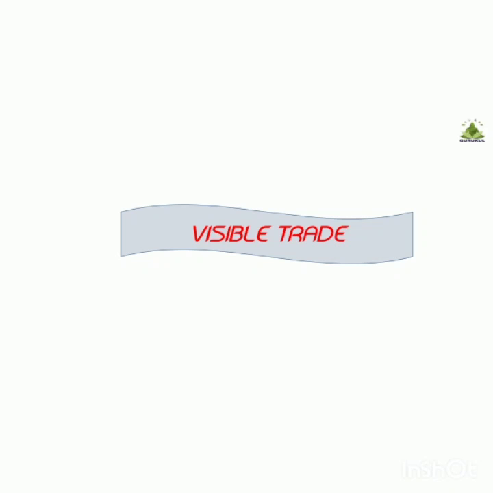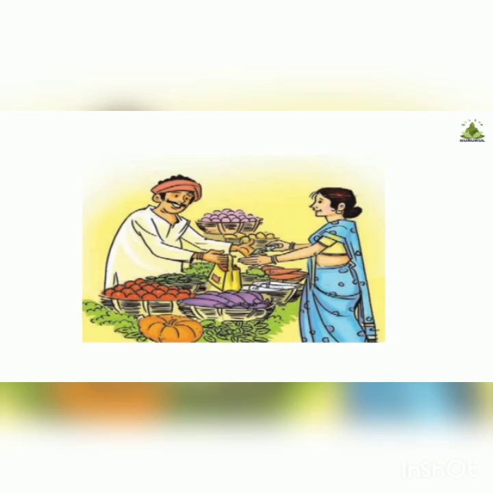When there is direct buying and selling of goods and services, it is called visible trade. You can see in this picture, children, a lady is buying vegetables from the vegetable sellers. So here we can see the direct transaction between the seller and the buyer. So we call it as a visible trade.